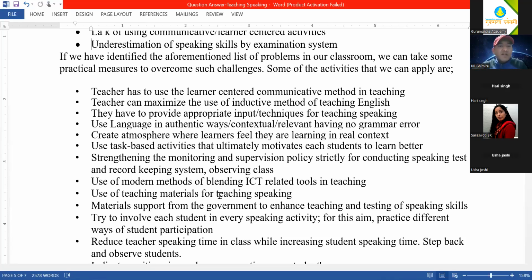And strengthening monitoring and supervision policies should be strictly applied, covering how many tests are taken and how these speaking activities are conducted. So a record keeping system should be established, such as observing the classroom. This should be established.